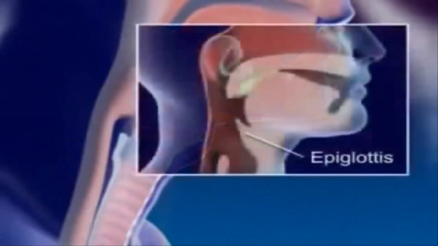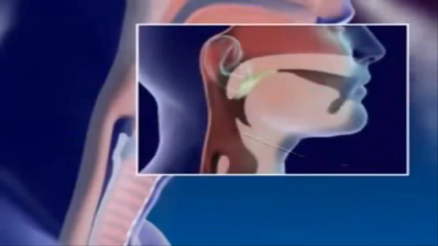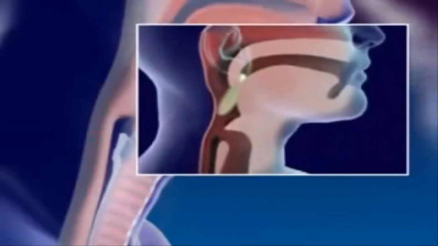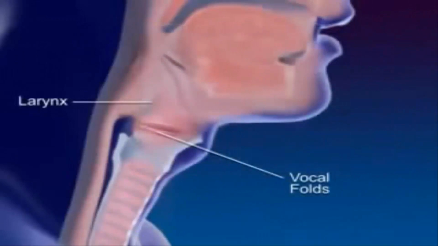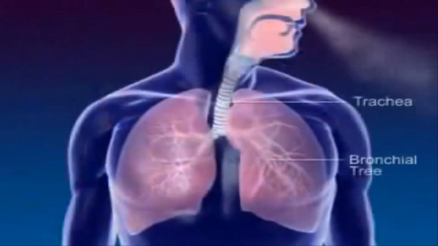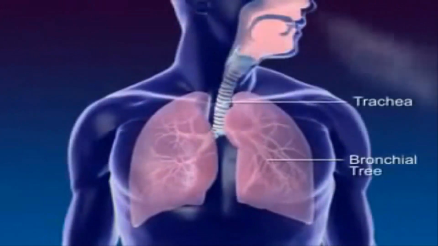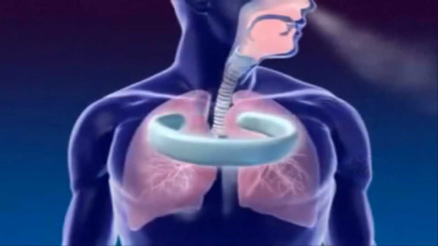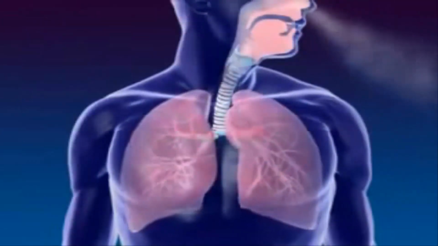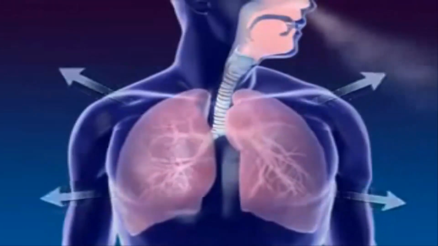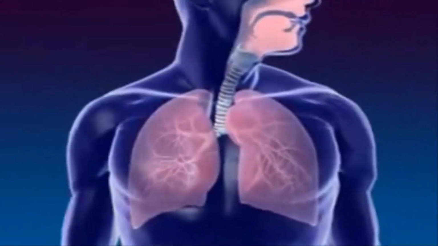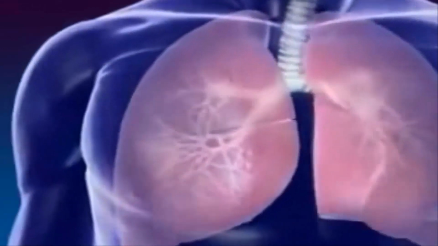The epiglottis, a flap of tissue in front of the larynx, closes off the larynx when swallowing to prevent food from entering. The larynx or voice box contains the vocal folds. The trachea or windpipe connects the larynx to the bronchial tree. The cartilage rings of the trachea prevent the trachea from collapsing. Lungs are spongy tissue with alveoli and blood capillaries. Breathing occurs because of the expansion and contraction of the lungs.